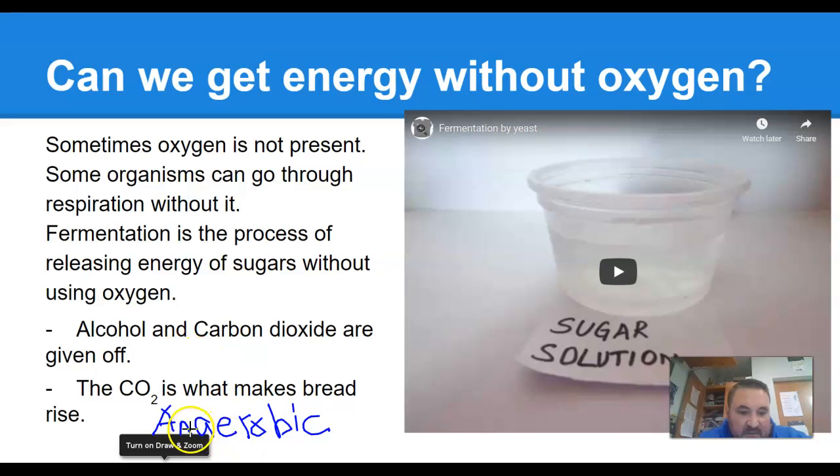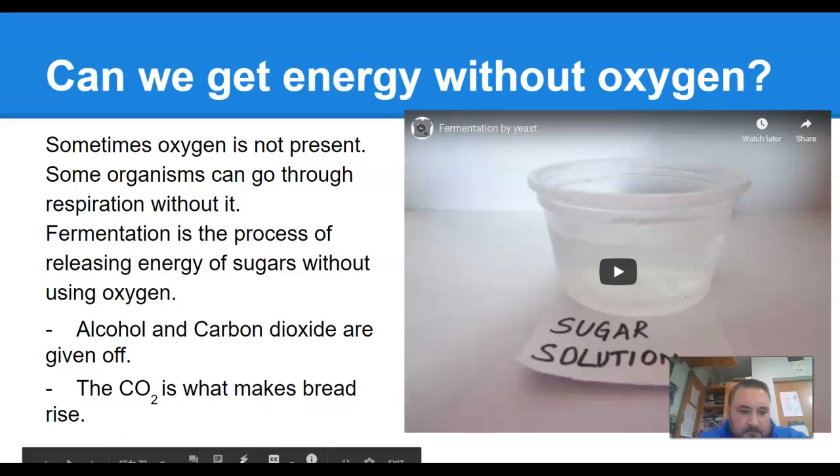This is an example of this anaerobic respiration here. The carbon dioxide makes your bread rise. The alcohol is what turns sugars and fruit juices into wine and actually kills the yeast when it's all said and done. Your muscles can do this for a while. We call that lactic acid fermentation.